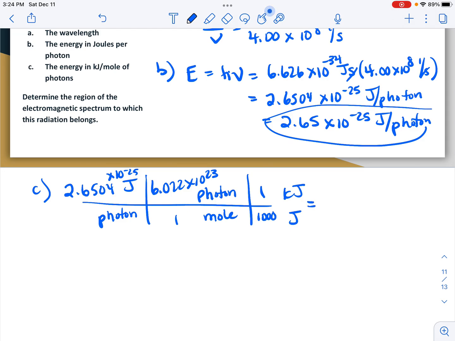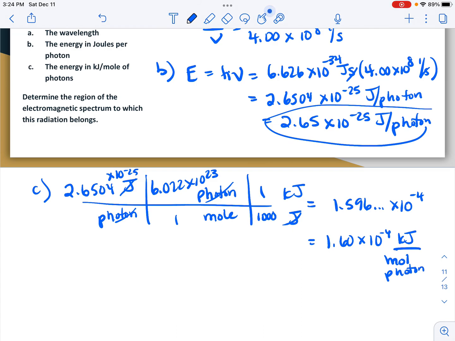So this gives me 1.596, a bunch of numbers, times 10 to the negative 4th. I'm going to round that again to 1.60 times 10 to the negative 4th kilojoules. Notice that the photons cancel, the joules cancel, so this will be kilojoules per mole of photons. So there's my answer to that part.